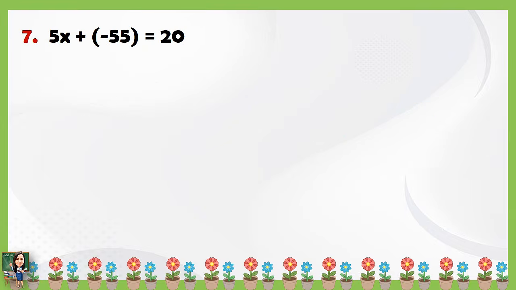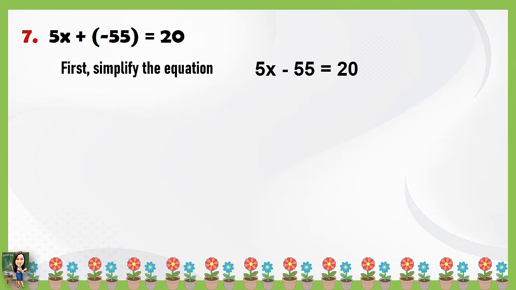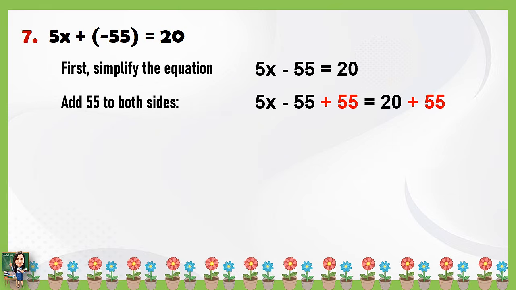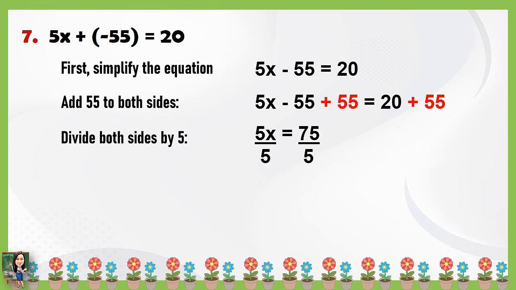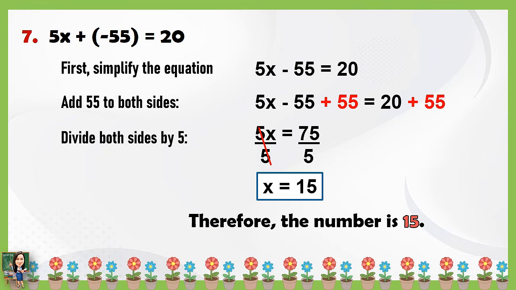Number 7. 5x plus open and close parenthesis negative 55 equals 20. First, simplify the equation. That is 5x minus 55 equals 20. Add 55 to both sides, and that is 5x minus 55 plus 55 equals 20 plus 55. Negative 55 plus 55 equals 0. The remaining is 5x. Then 20 plus 55 equals 75. Then divide both sides by 5. Cancel. Then 75 divided by 5 equals 15. X equals 15. Therefore, the number is 15.